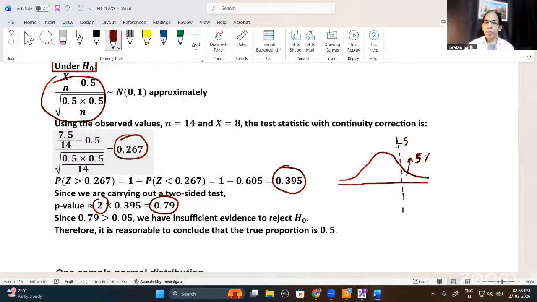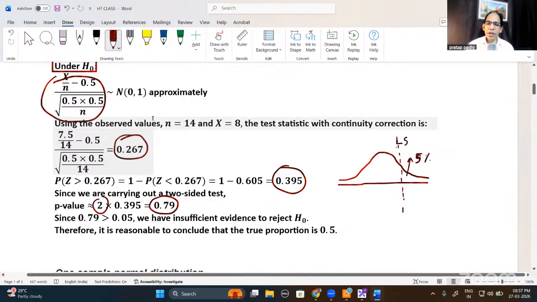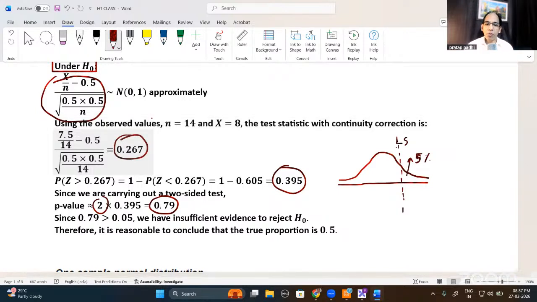So if you are using the p-value, it's 79, 80%, I mean two-sided. So 40, 40 you can take. It will come somewhere here. You see the conclusion: we have insufficient evidence to reject H naught. The wording you have to know.